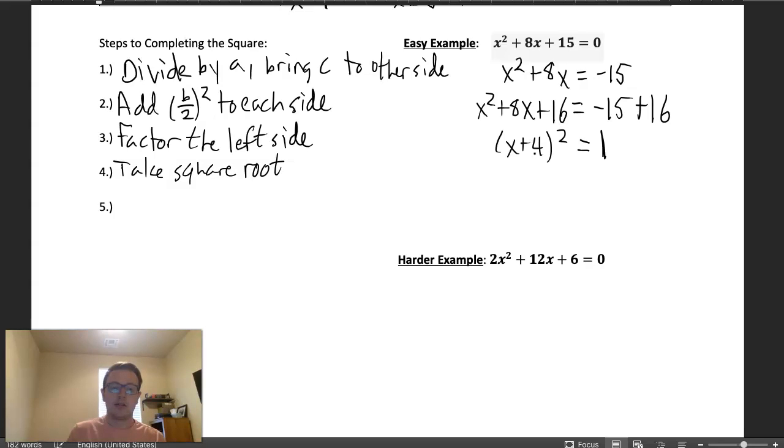So we're going to take the square root here. We're going to say x plus 4 is going to be equal to the square root of 1. That's going to be positive or negative 1. And then step 5 is going to be solve.